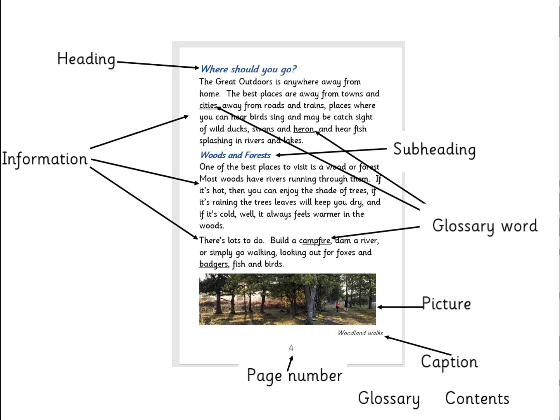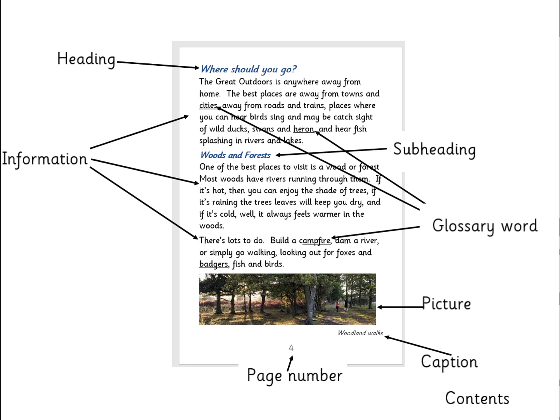So the glossary words are cities, heron, campfire, and also badgers. So they're underlined, and that way you can see which they are. Okay, so can you see the glossary on this page? Well, glossary is where the words are explained. Is it there? No, it's not.